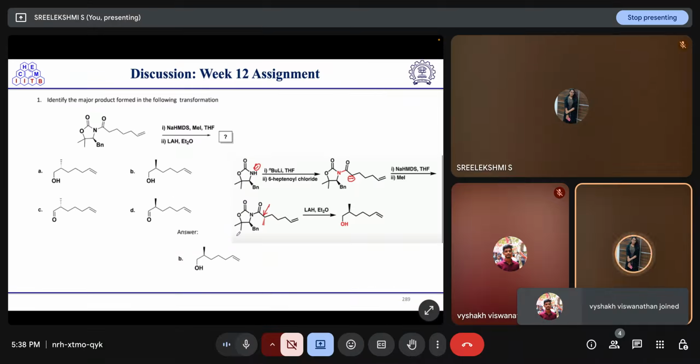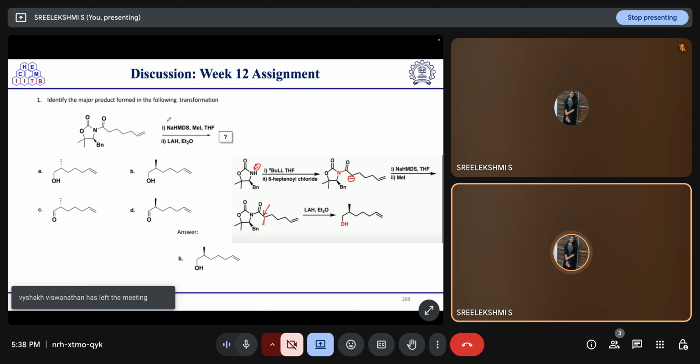So now moving on to the week 12 assignment. For the first question, identify the major product formed in the following transformation. So this particular compound upon treatment with this.